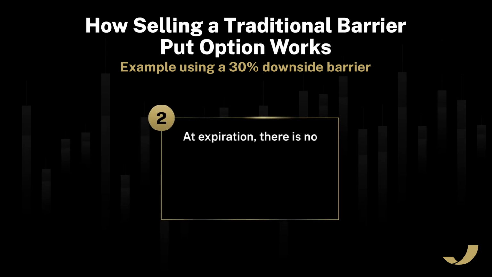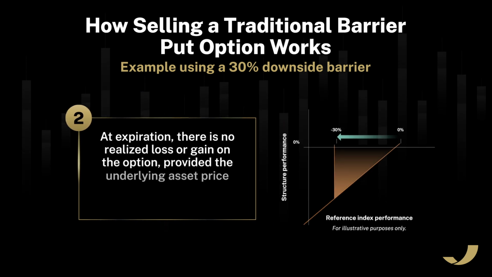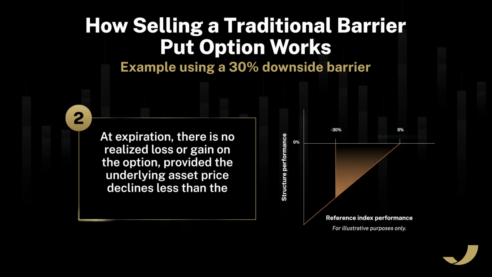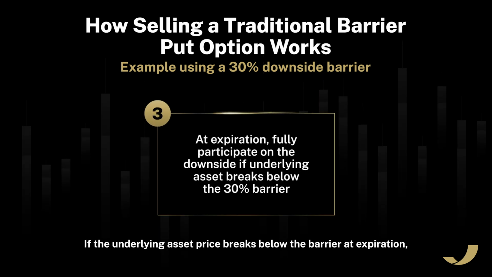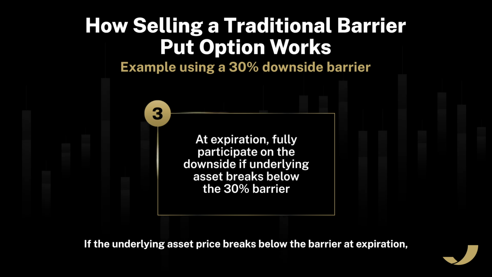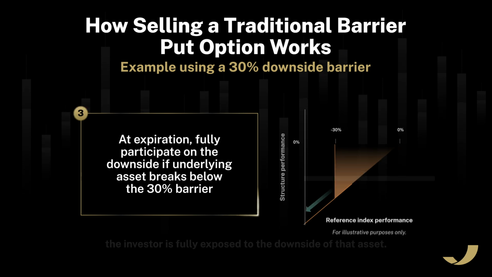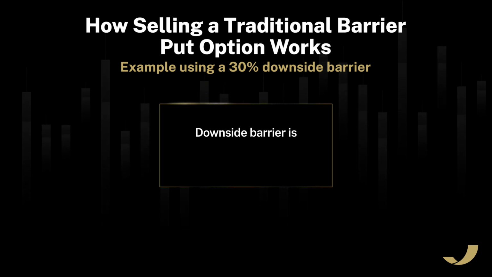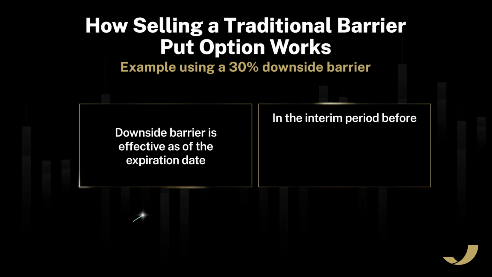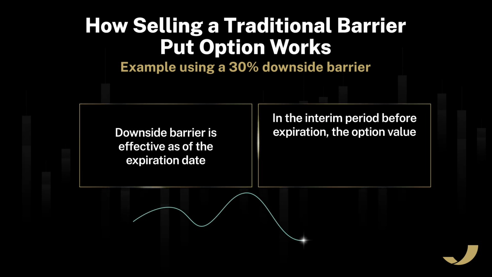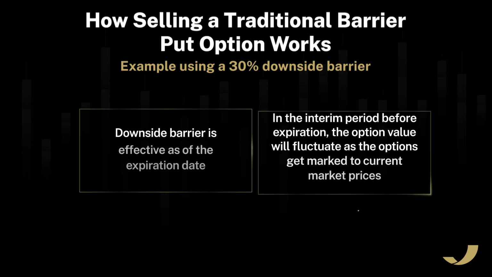At expiration, there is no realized loss or gain on the option, provided the underlying asset price declines less than the 30% downside barrier. If the underlying asset price breaks below the barrier at expiration, the investor is fully exposed to the downside of that asset. It's important to remember that the downside barrier is effective as of the expiration date. In the interim period before expiration, the option value will fluctuate as the options get marked to current market prices.